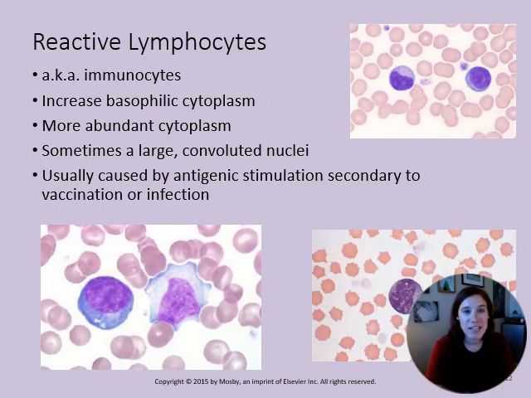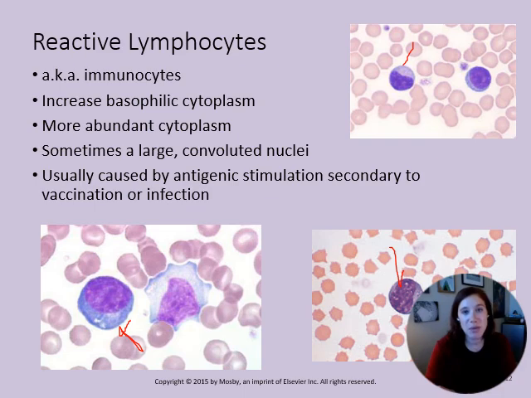We can then see reactive lymphocytes. These are also known as immunocytes. They're going to have an increased basophilic or bluish cytoplasm. We can kind of see that there. This one's pretty dark, this one up in here. And they're also going to have more of an abundant cytoplasm of the cell.